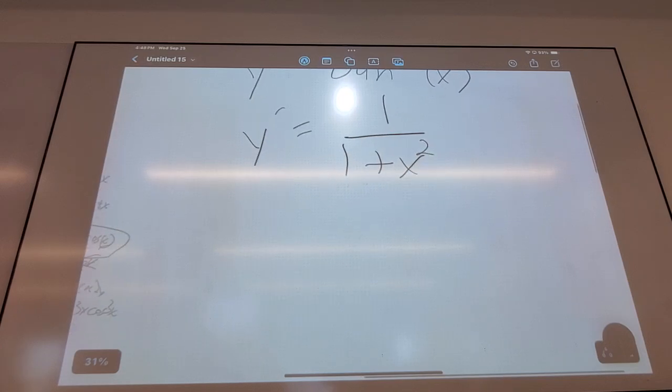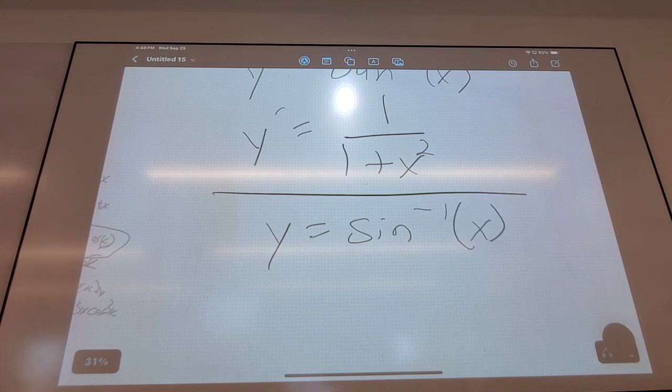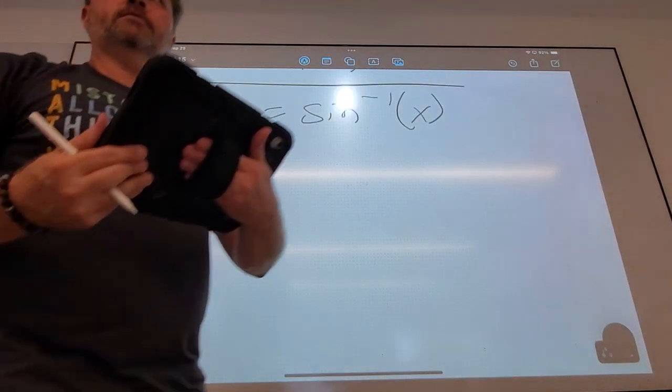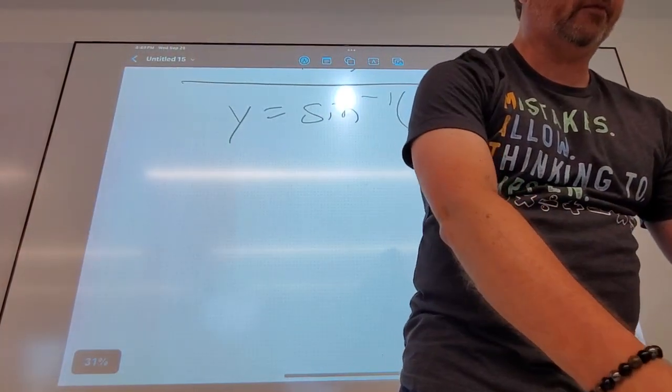What I want you to investigate, the same way we just did that one, is inverse sine. Do exactly what we just did, but this time for inverse sine.